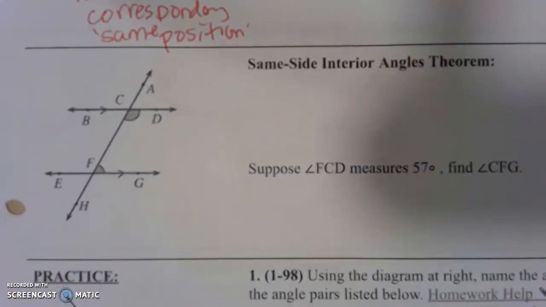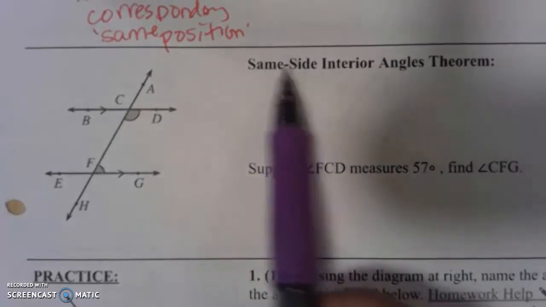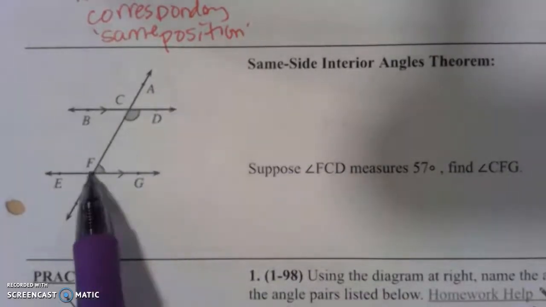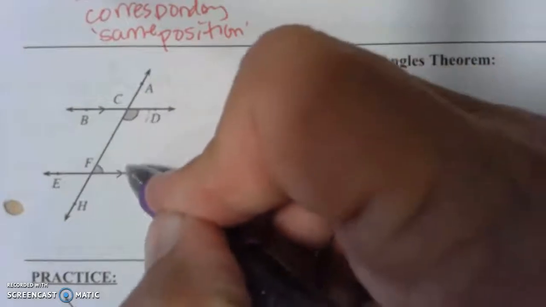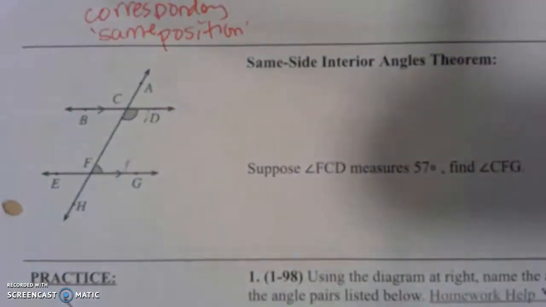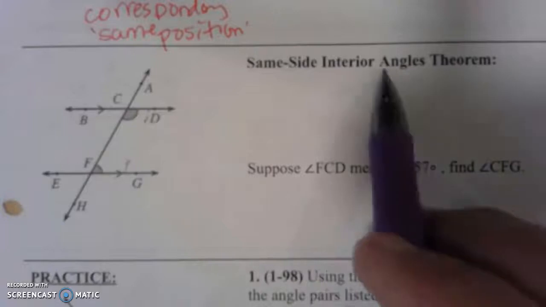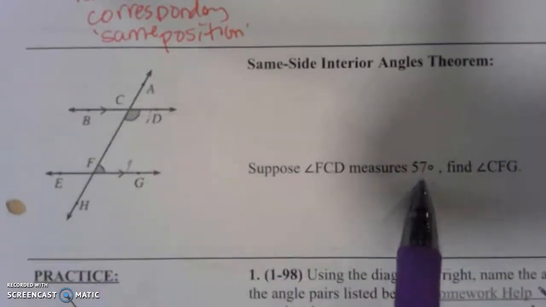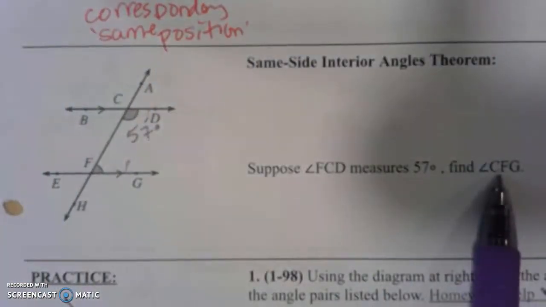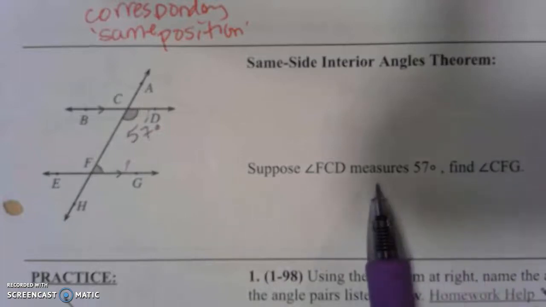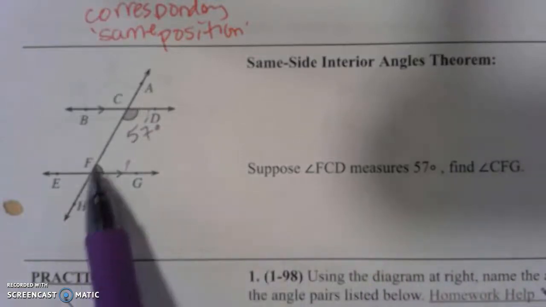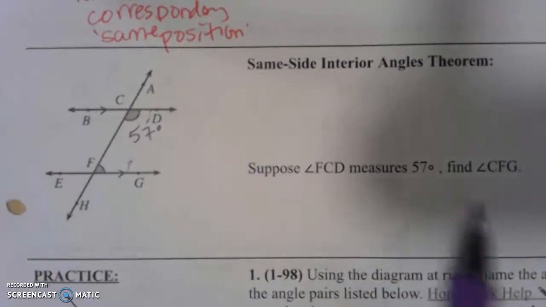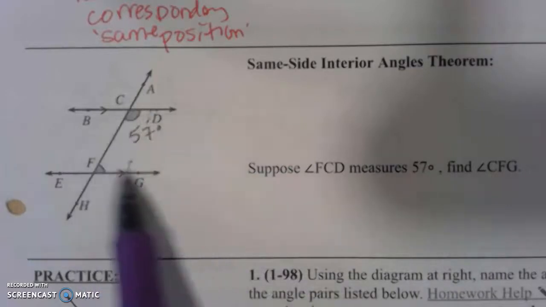All right, so here we're going to go to the next one. Same side interior. Well, obviously, same side, they're on the same side of the transversal, and then again they are on the interior. Well, let's see what their relationship is. FCD, we're told that that one's 57. Find the measure of CFG. It says FCD is 57 degrees. This is obviously not drawn to scale. Okay, so what is this one?